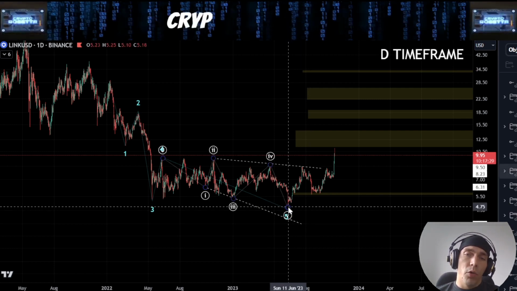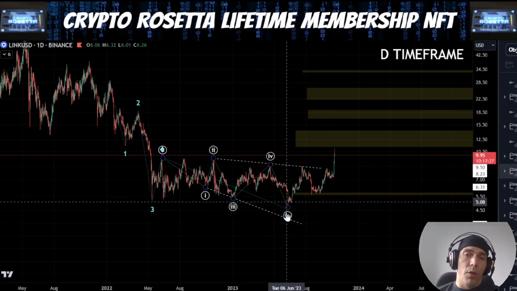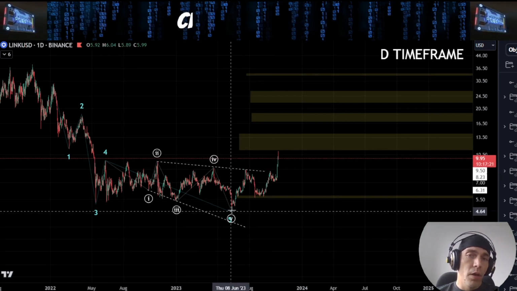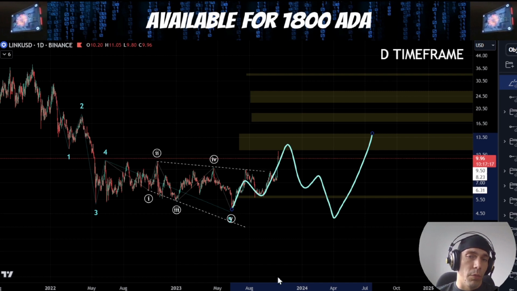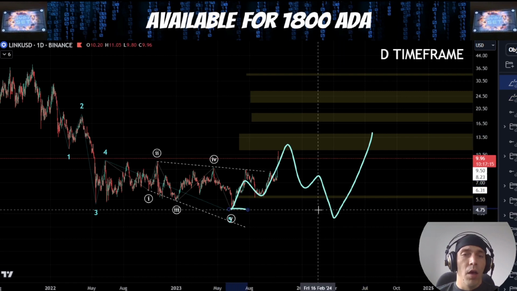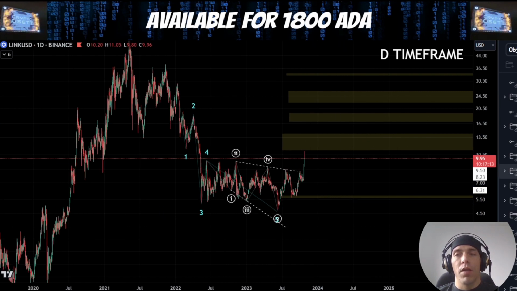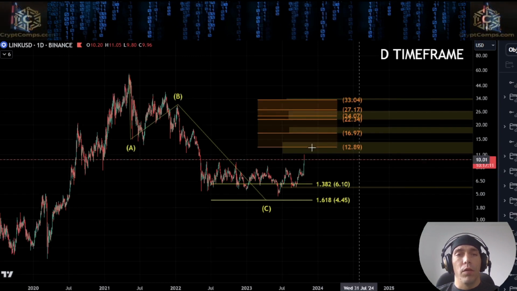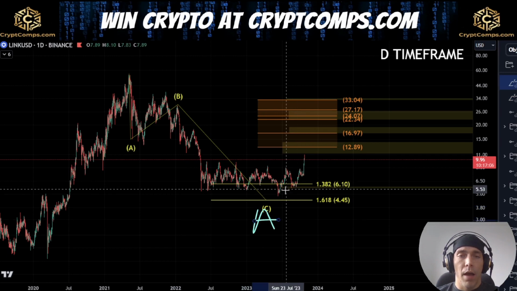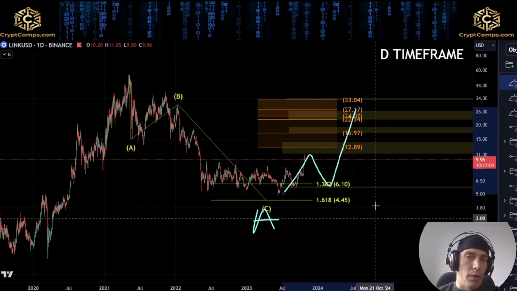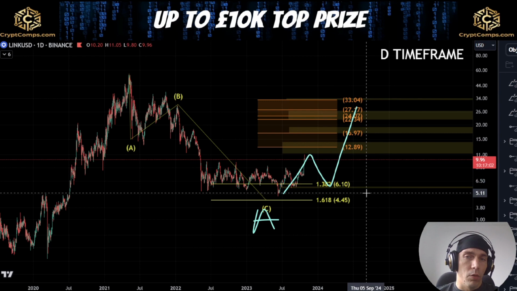Moving down below this point again would invalidate the idea of this being a diagonal pattern, in my opinion, unless we started to form something like a flat correction, which would look something along these lines, where we might sweep this. If this is the case, then potentially within this ABC pattern, this could actually just be a bigger A wave, and then we could still see something like this play out as a B wave and then see that continuation.